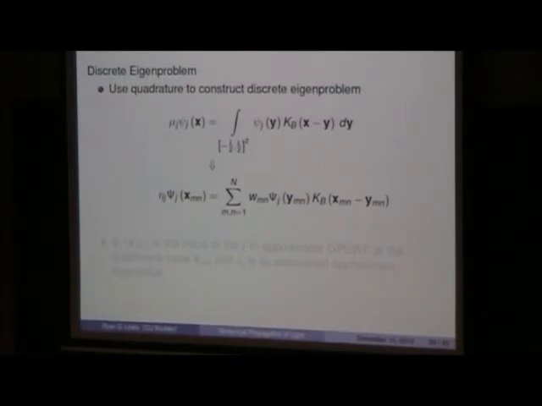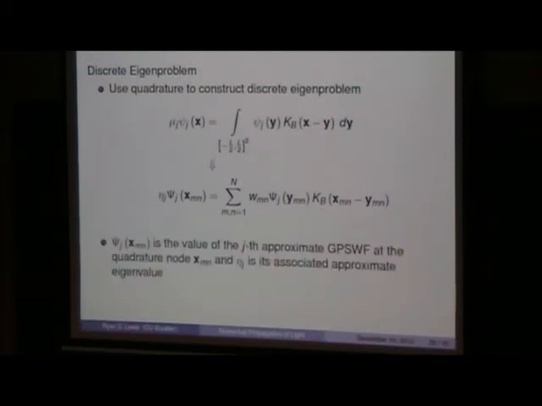So that lets us construct a discrete form of this continuous eigenproblem. So we now replace this integral by a sum, and this is just a matrix eigenvalue problem. So you solve the matrix eigenvalue problem, and what you get are these psi j and mn's, which are the values of the jth approximate generalized prolate at the mnth quadrature node. So it tells you the values of the functions at the quadrature nodes. And these eta j's are the associated eigenvalues. So now we've replaced the continuous eigenproblem with the discrete one, and now we can work with these discrete versions instead to any desired accuracy.